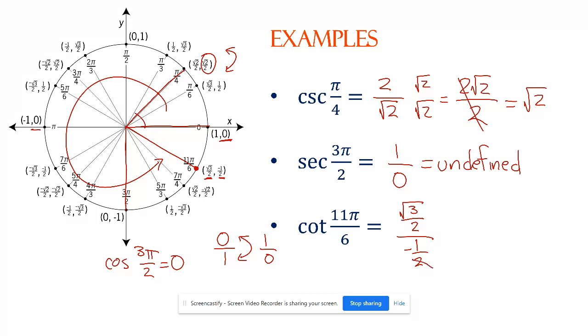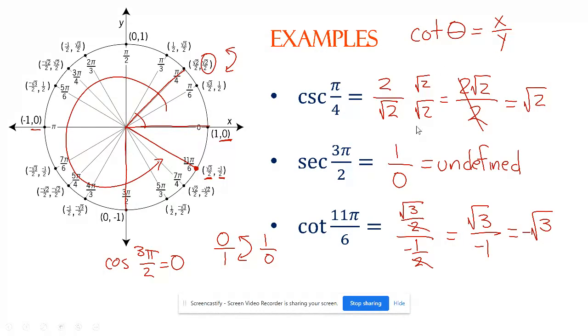As before, these 2's cancel each other out. And we get square root of 3 over negative 1, which is just negative square root of 3. So for cotangent, instead of putting the y value on top, you're going to put the x value on top. So I'll write that up here just as a reminder. Cotangent of theta is going to be x over y, because tangent was y over x. So that's how you find secant, cosecant, and cotangent.